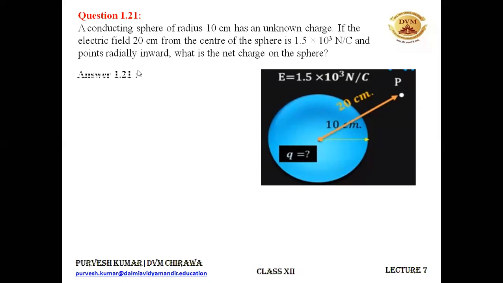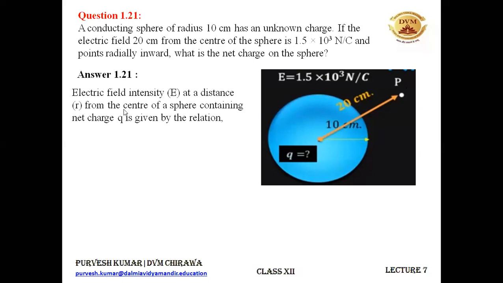So let's solve it out. The electric field at a distance r from a sphere containing charge Q is given by this relation, kq upon r square, 1 upon 4 pi epsilon naught q upon r square. We have done it with the case of thin spherical charged sphere, the third application of Gauss's law. The electric field at a distance r is given by 1 upon 4 pi epsilon naught q upon r square, where r is the distance from the center of the sphere at which we need to find the electric field. Here we need to find the value of q, just cross multiply it.